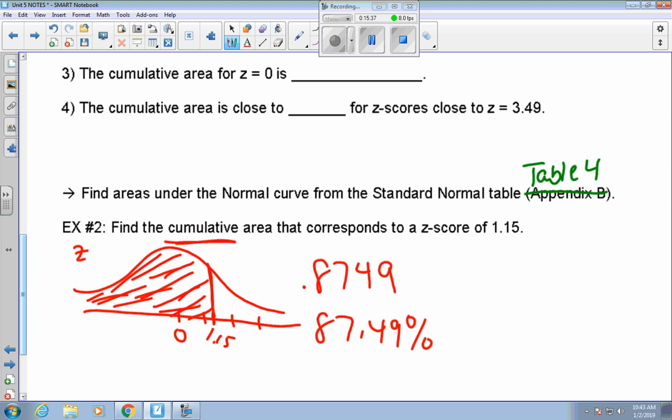All right. Now, the smallest value that we said was negative 3.49 and 3.49. So if you look at A16 on the left side, the corresponding cumulative area of negative 3.49, is everyone with me there? The negative 3.49 is 0.0002. Does everyone see that? So that's where it said at negative 3.49, it's close to 0.